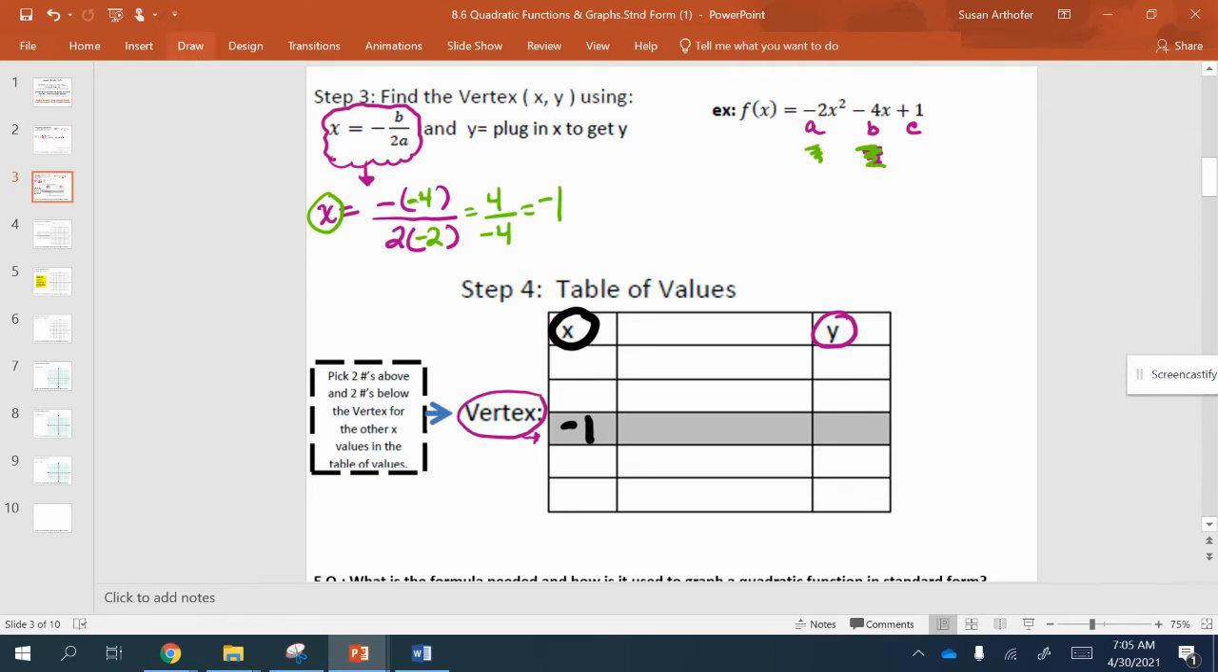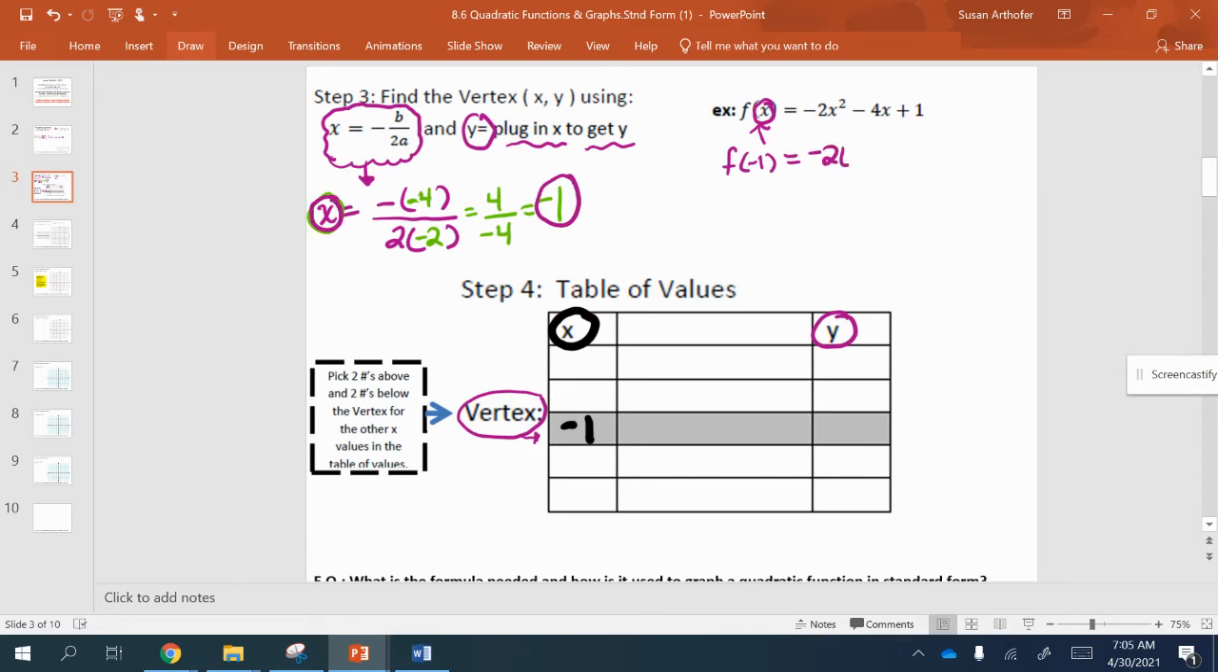Okay, so now how do we find the y? To find the y, we plug in the x to get the y. Well, we plug it into our formula over here. So we want to find f of negative 1. That's the x value, right? Our x value is negative 1.